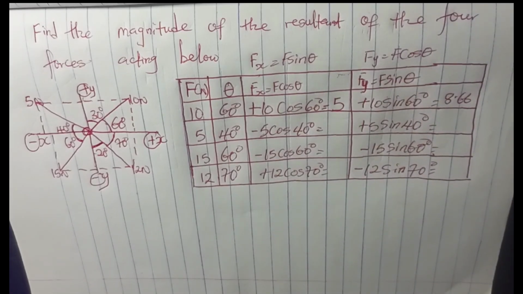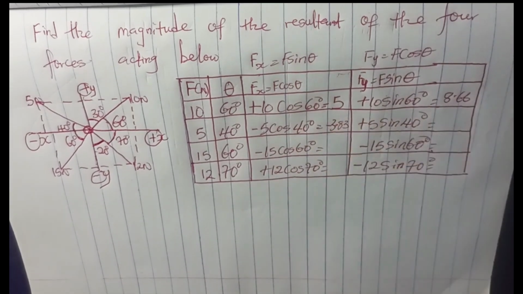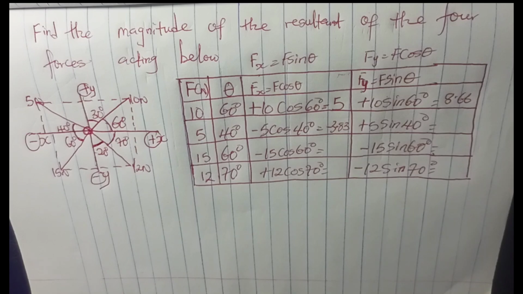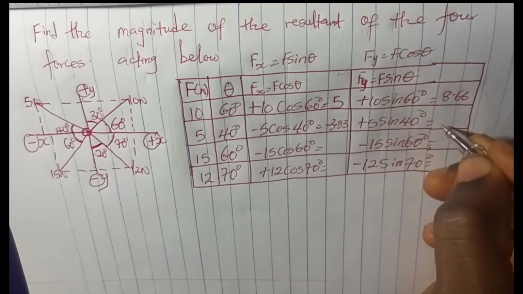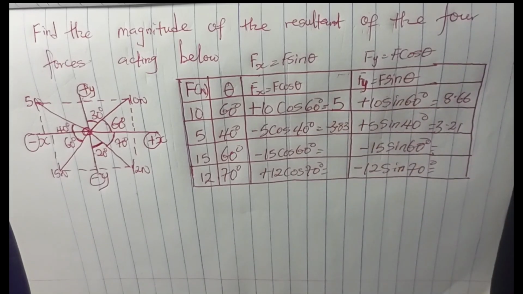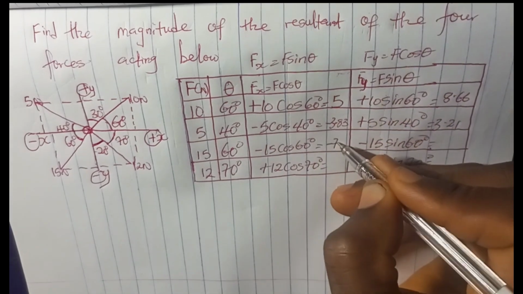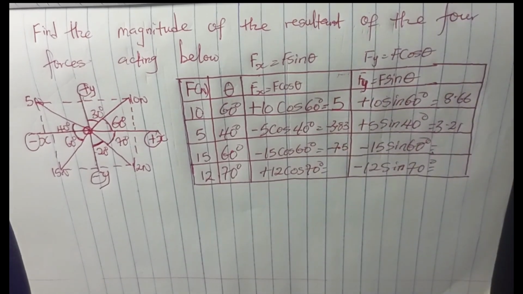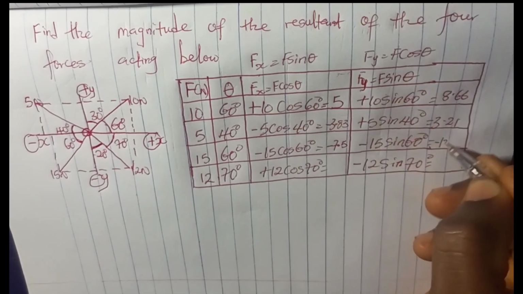Then the next one, minus 5 cos 40 degrees is minus 3.83. And the next one, 5 sine 40 degrees is 3.21. Minus 15 cos 60 degrees will give us minus 7.5. Are you there? Minus 15 sine 60 degrees will give us minus 12.99.